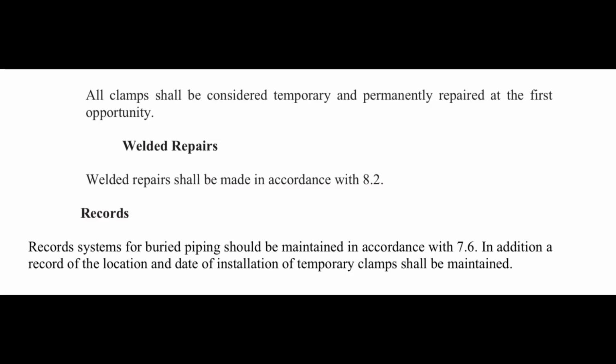The next point is clamp repairs. If piping leaks are clamped and reburied, the location of the clamp shall be logged in the inspection record and may be surface marked, because the records of clamps should be properly maintained. All clamps shall be considered temporary and permanently repaired at the first nearest opportunity.